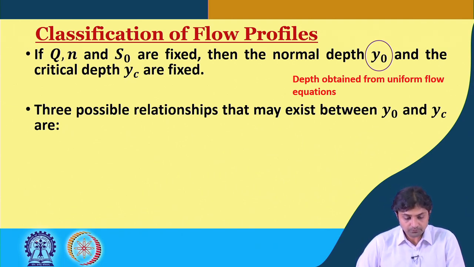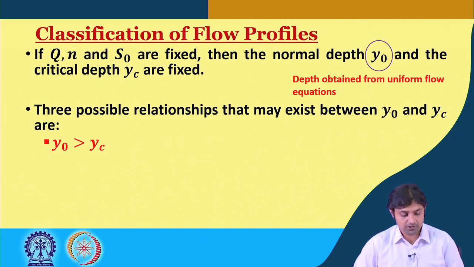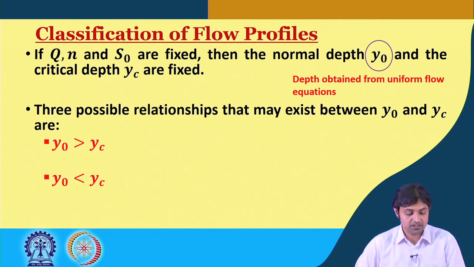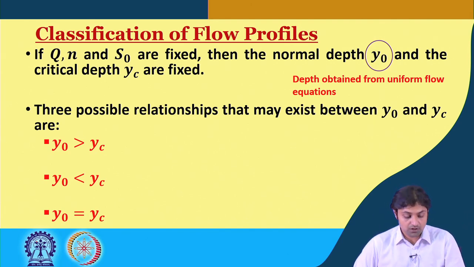So, there could be three possible relationships that may exist between the normal depth y naught and the critical depth y c. One, that the normal depth can be greater than the critical depth. Second is that the normal depth is less than the critical depth, and the third one is that the normal depth is the same as the critical depth.